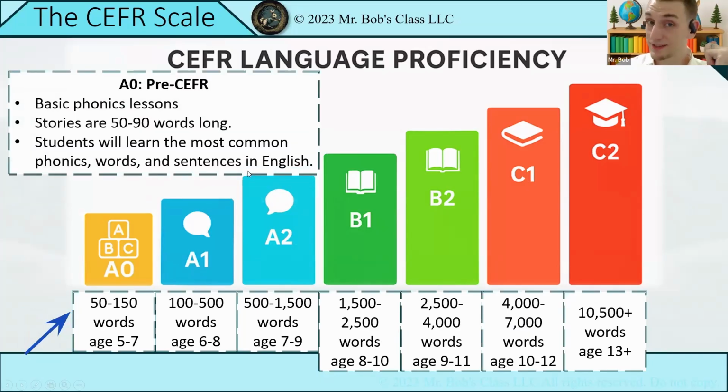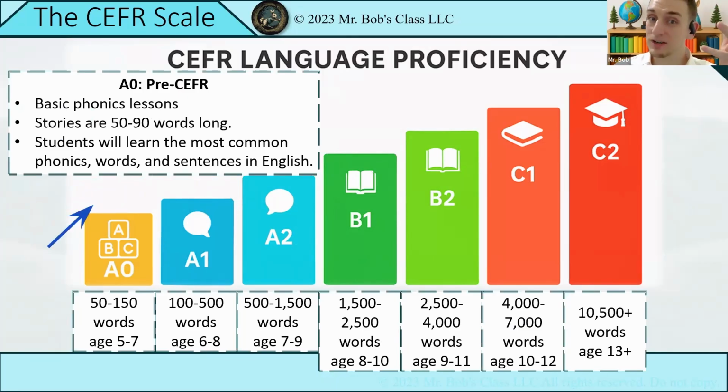Now, I do have lessons at the A0 level. This is at the pre-CEFR level before those standards really take place. These are very simple lessons. Just 50 to 90 words long for these stories. These are just basic phonics. We're going to focus on the most common phonics words and sentences in English.